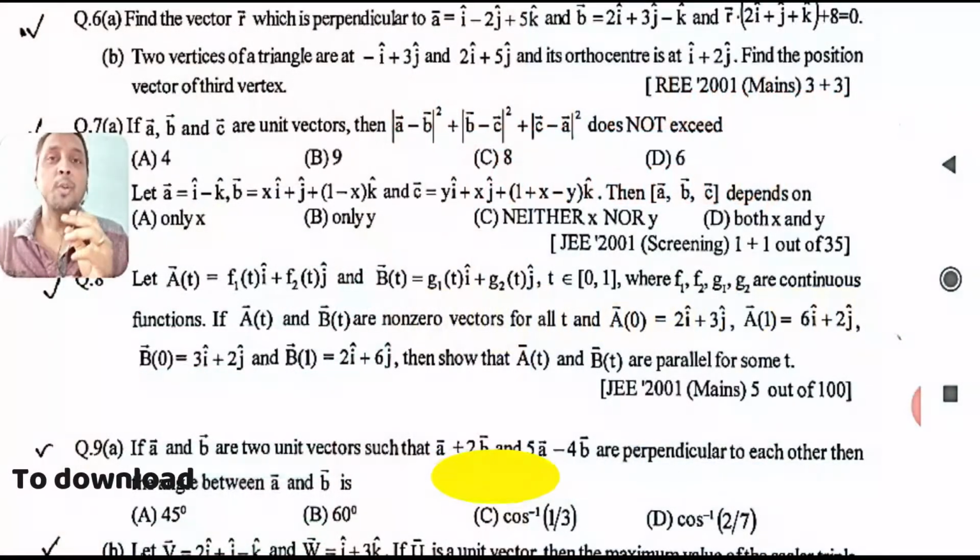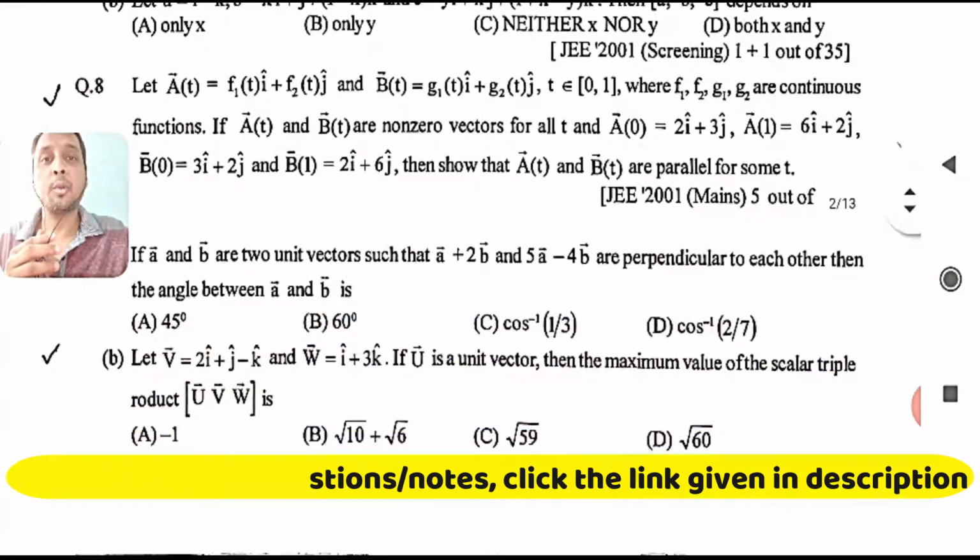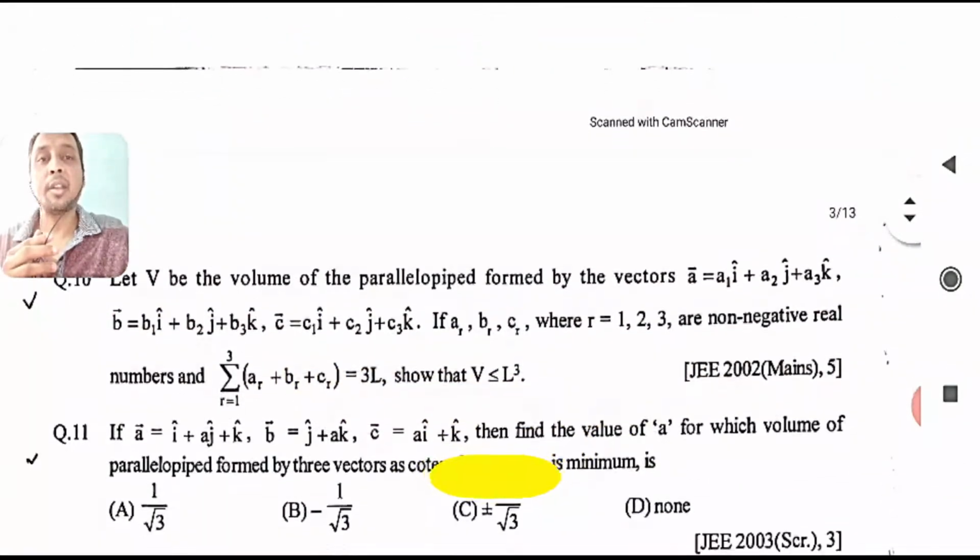Okay students, welcome all to this new lecture in advanced level, where you are solving previous year IIT JEE questions on vector algebra, skipping the questions based on 3D. So today we will be solving from question number 6b up to question number 10. Okay, then let's try to solve these questions.